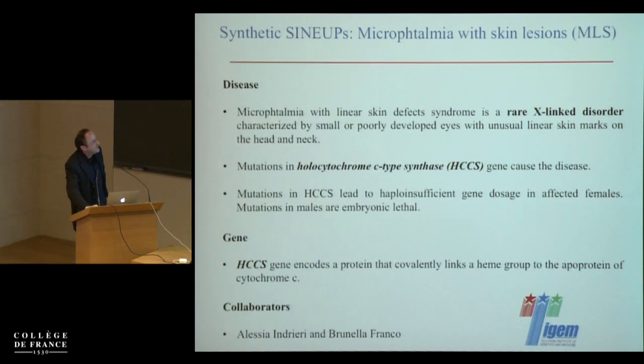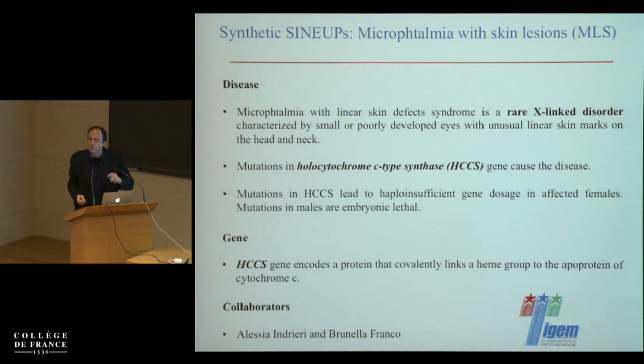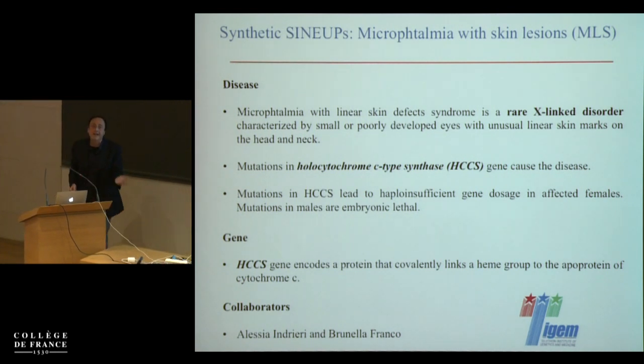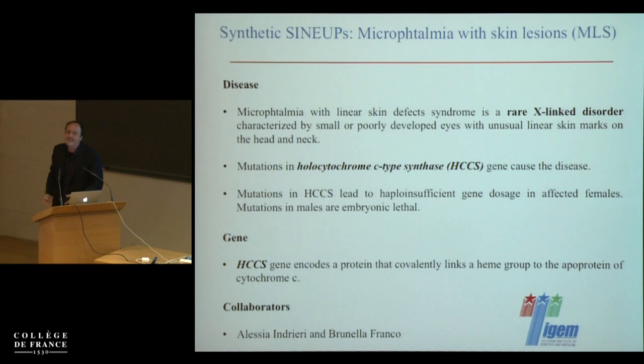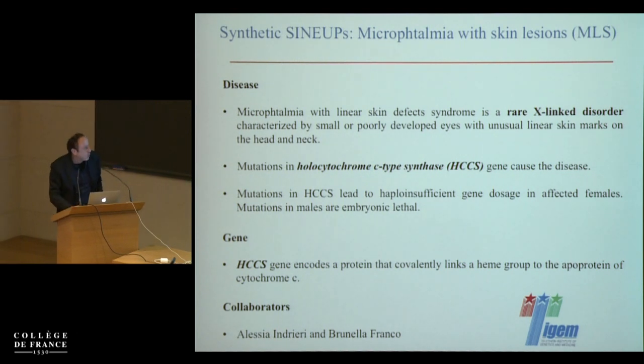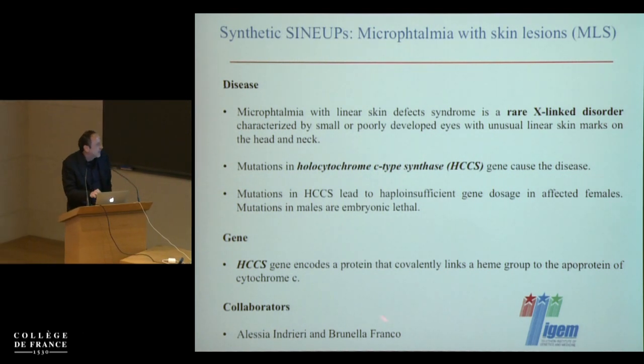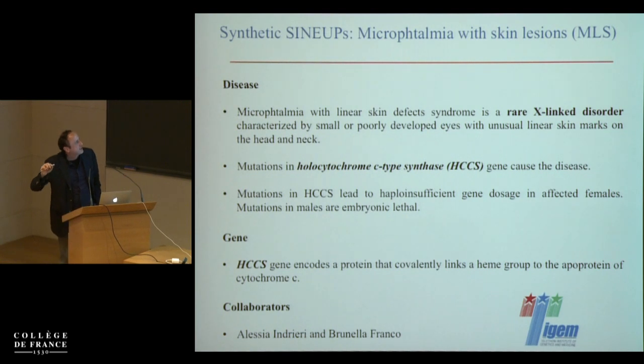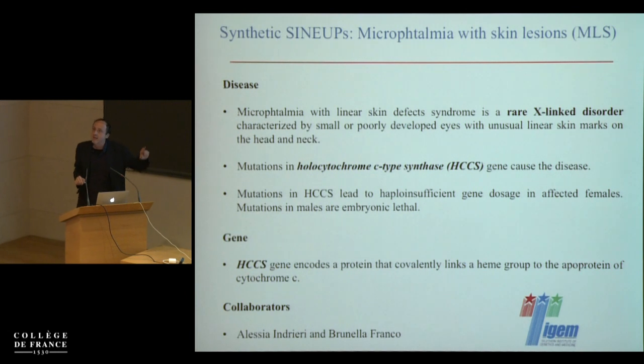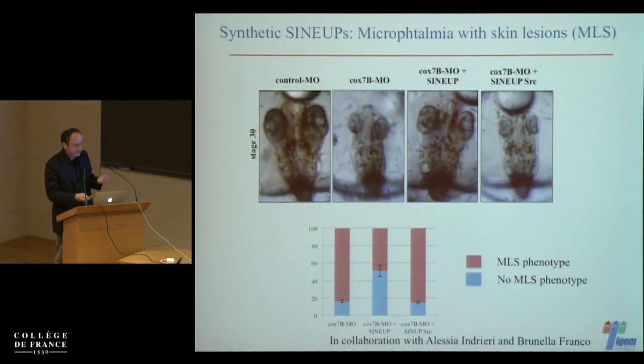But most interesting, we were very fascinated in trying to see if synapse can also work in non-mammalian chordates. It could be a reagent like morpholinos. We collaborated with Brunella Franco at TIGEM, and we designed synthetic synapse against different genes involved in microphthalmia with skin lesions that have been modeled by Brunella Franco in Medaka, in fish. So this is a test of a phenotype in vivo in a fish by creating synthetic synapse.